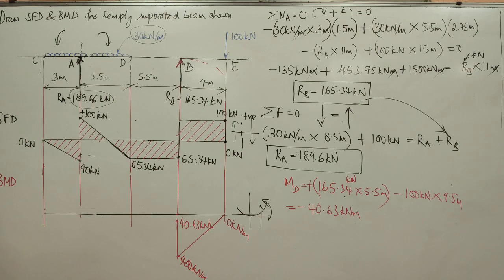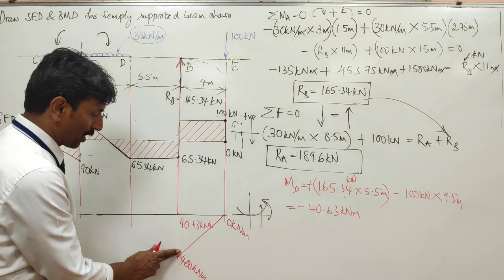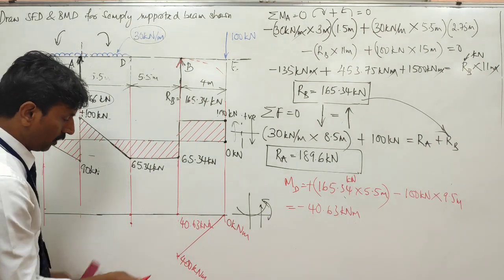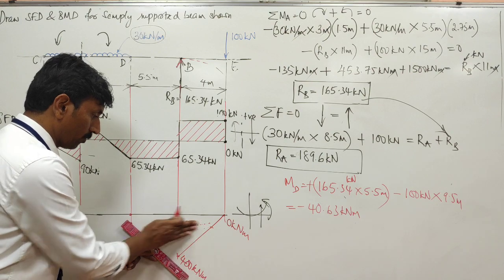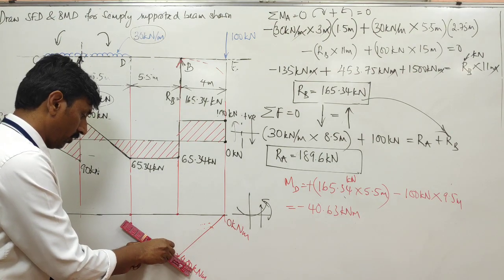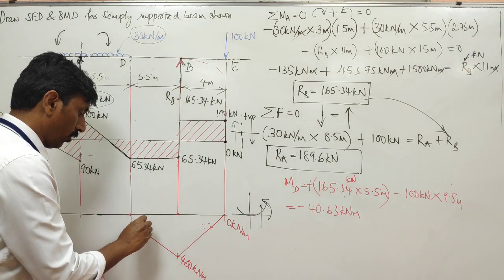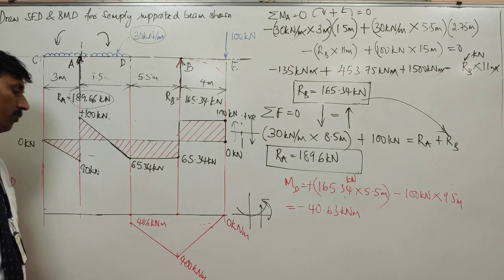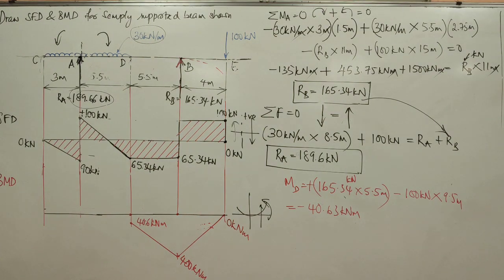And then, guys, am I right? So I was supposed to write here at this point. It is minus 40 here, sorry, not here. So here it goes from, not here, here, minus 40.6 kilonewton meter.